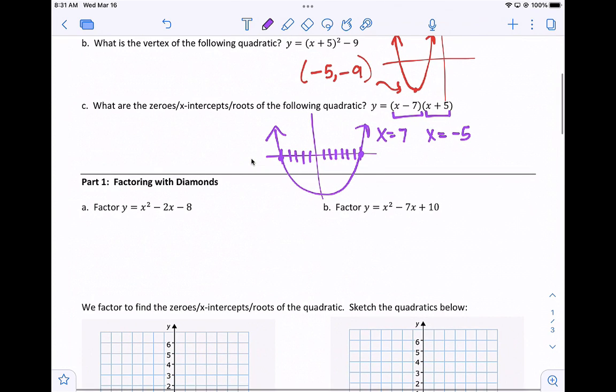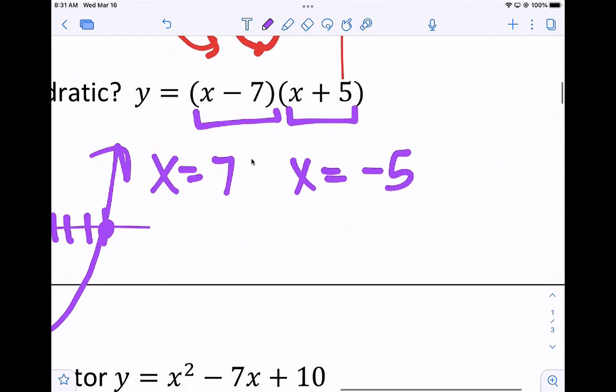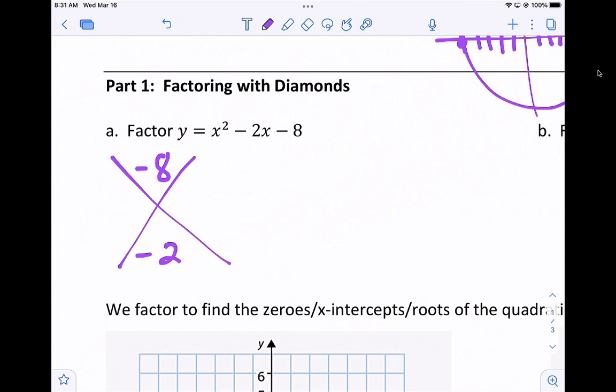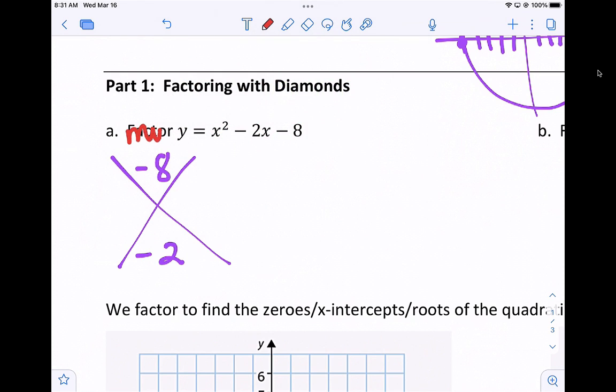So then what we did yesterday, factoring with diamonds. We want to get it into factored form so we can see what the x-intercepts are. If you have this thing, this is called standard form, where there's no parentheses, you can make your diamond. The last number goes on top. The middle number goes on the bottom, and the middle number has the x next to it. And we want to know what multiplies to negative 8 that adds to negative 2.